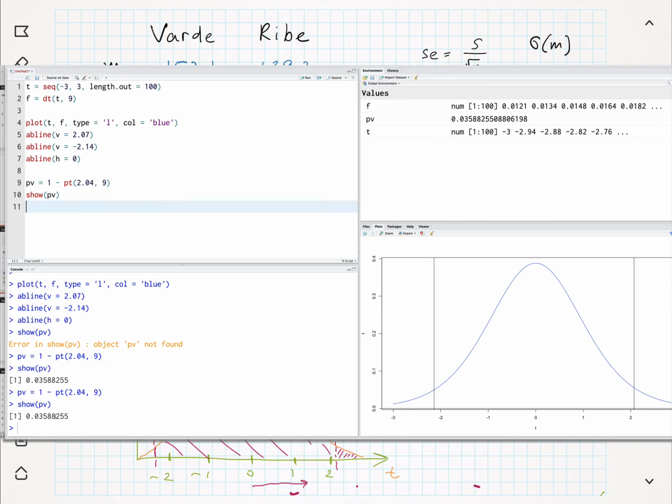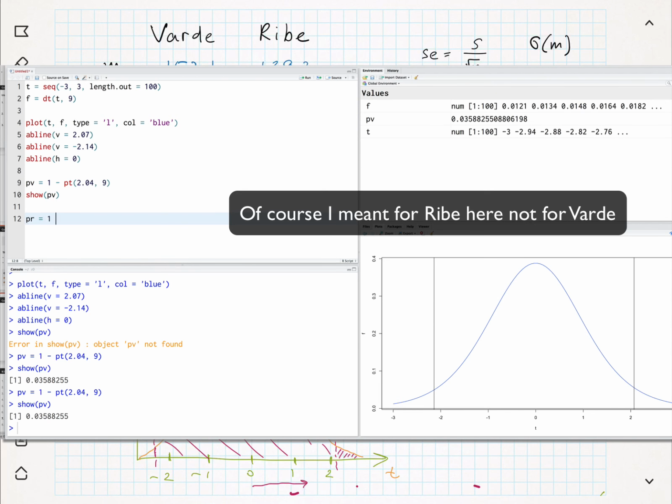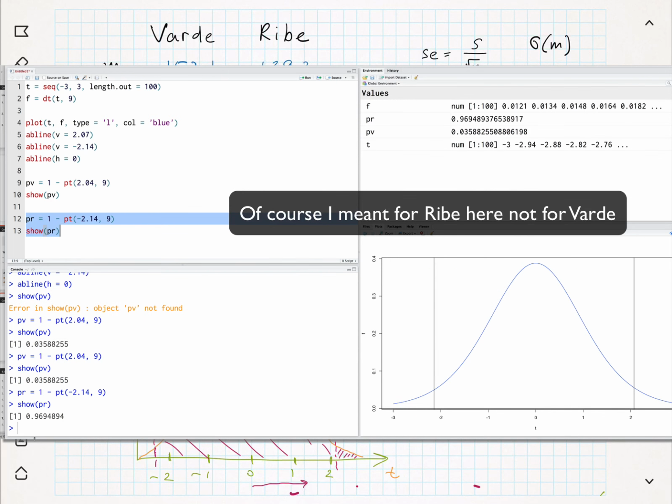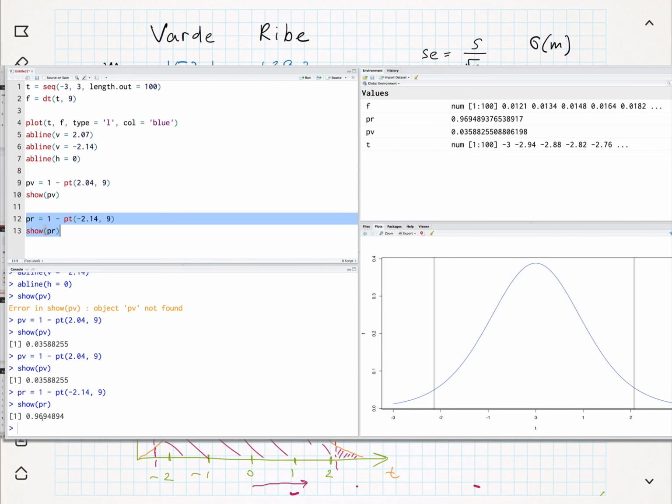But if we do the same for Riebe, we take the same CDF function, but now we use the t value for Riebe. It's 1.14, and then 9 degrees of freedom. Look, for Riebe, the p-value is very large, 0.97. So it means there is a 97% chance to get a sample like we have, or even more extreme, if the river is not contaminated. And it seems to be so. So we do not reject the null hypothesis in this case. So we assume that Wade is contaminated and Riebe is not.